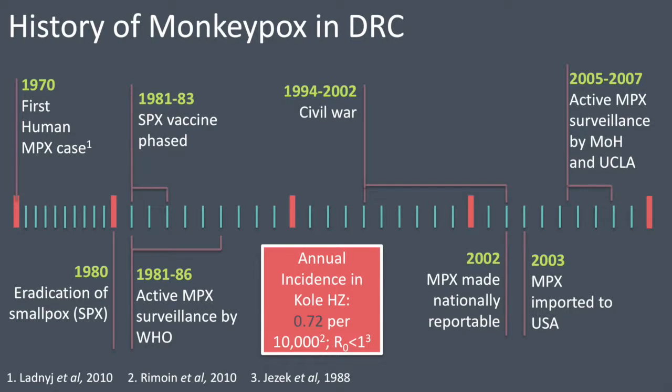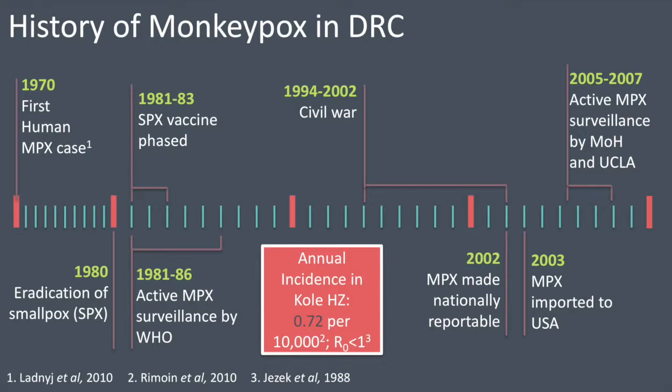The vaccine did give a large protective effect over monkeypox, and so they typically didn't see much monkeypox while smallpox was still circulating. But since it's so clinically similar, they were worried that it would have the capability of filling the ecological niche of smallpox and spreading throughout the global human population. So in the 1980s, WHO implemented the first active surveillance project in the DRC.